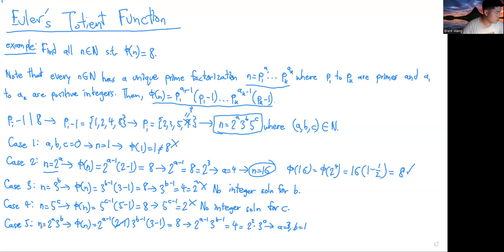And plugging this into n, you have n equals 24. And phi of 24 is equal to 8. Like phi of 24 is equal to 24, 1 minus a half times 1 minus a third, which is 8. So yeah, that works. Can I fit in these last 3 steps?